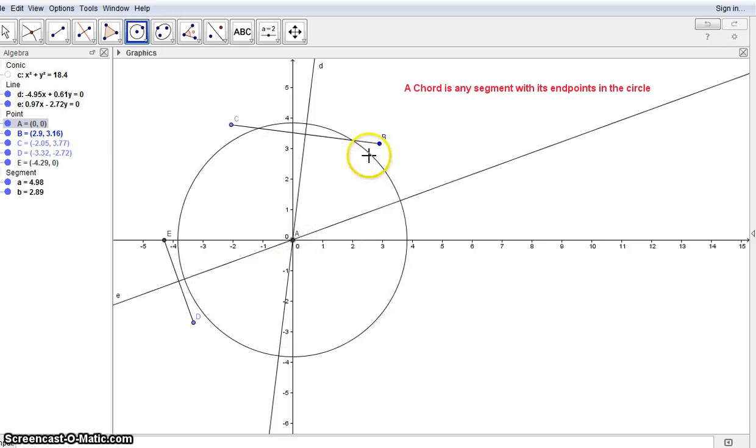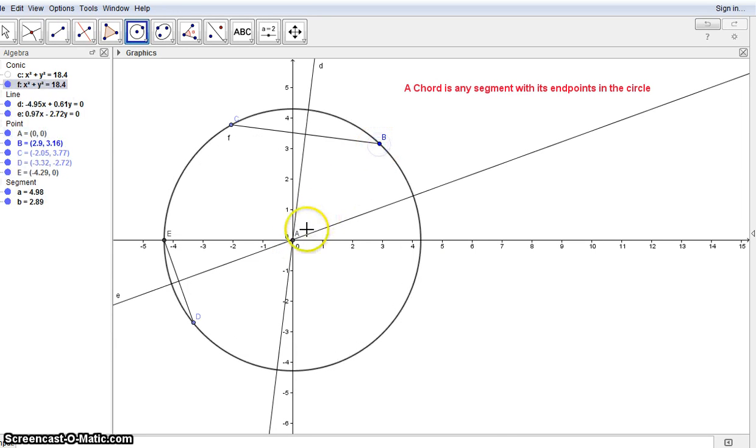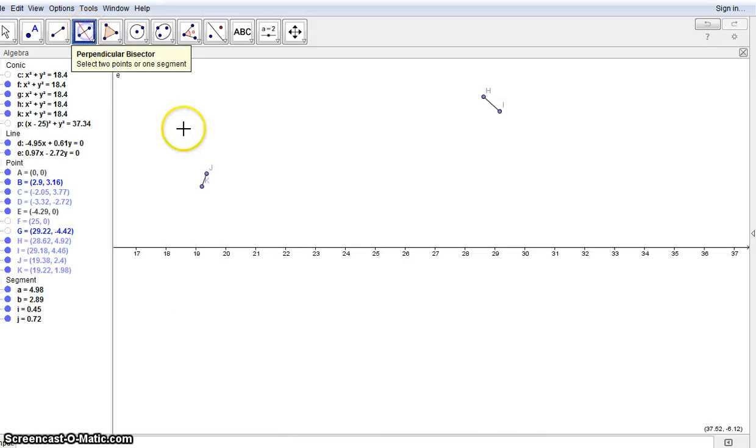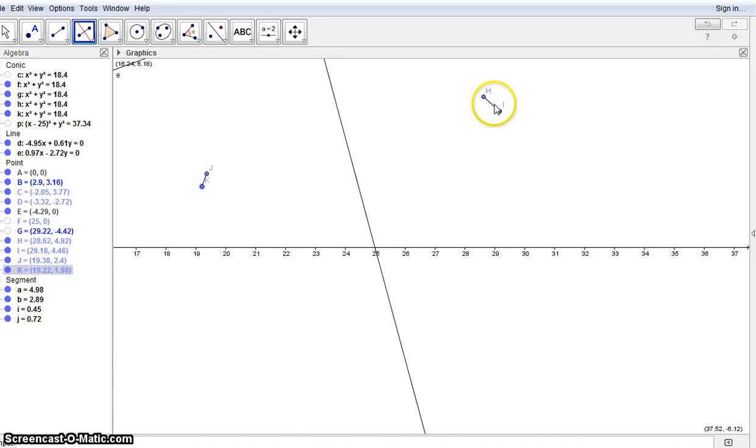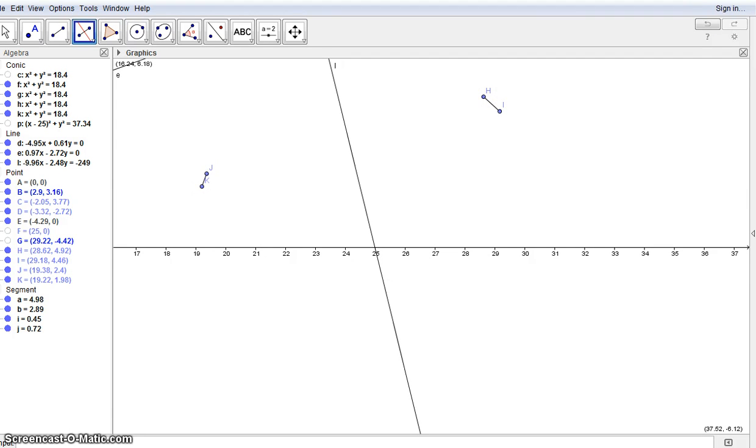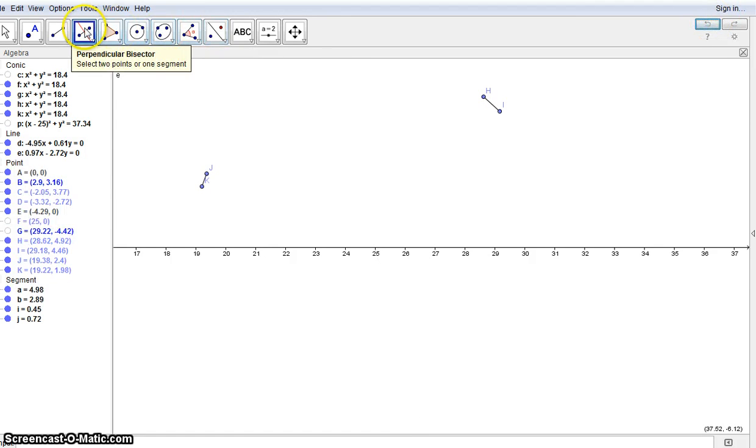Circle through 2 points. I can create the same circle through any of the endpoints of the chord, and the circles are identical. Let's try it again. Perpendicular bisector through this segment. Perpendicular bisector, pick the segment. I'm getting points. I need the segment.